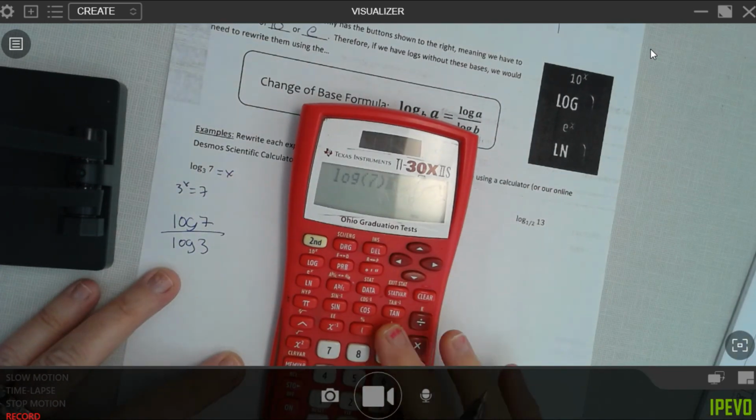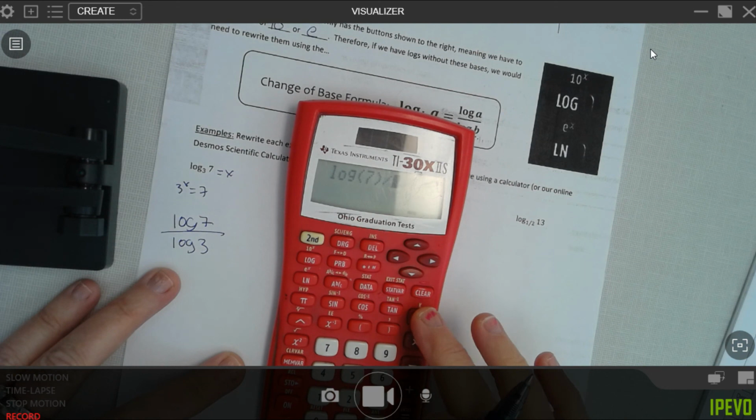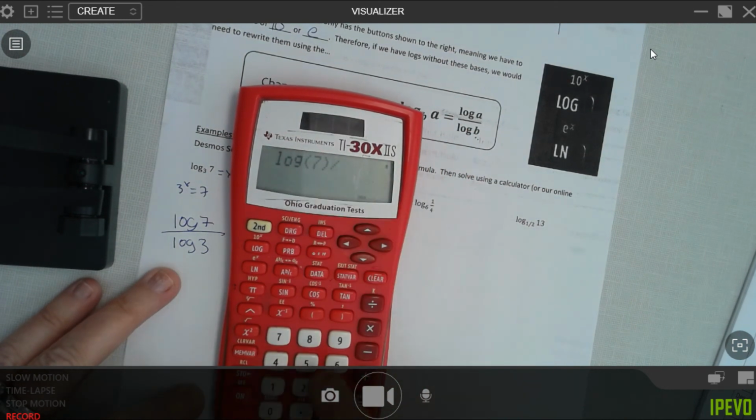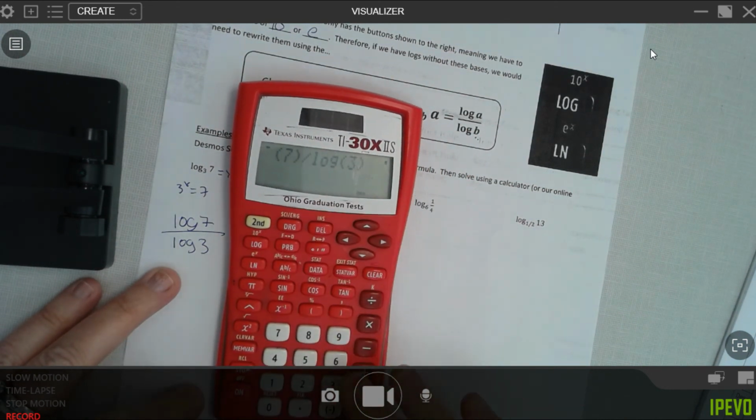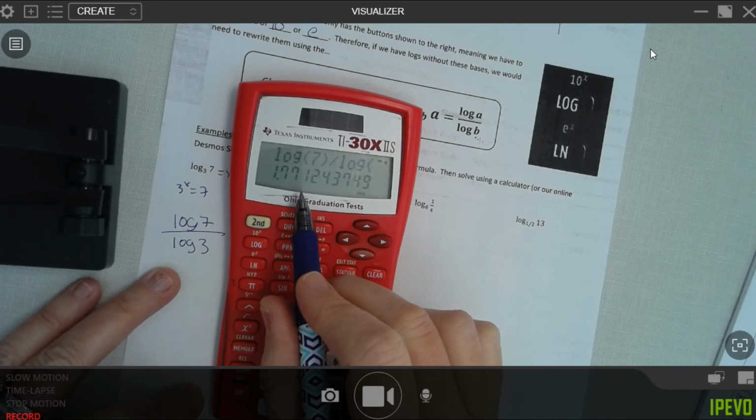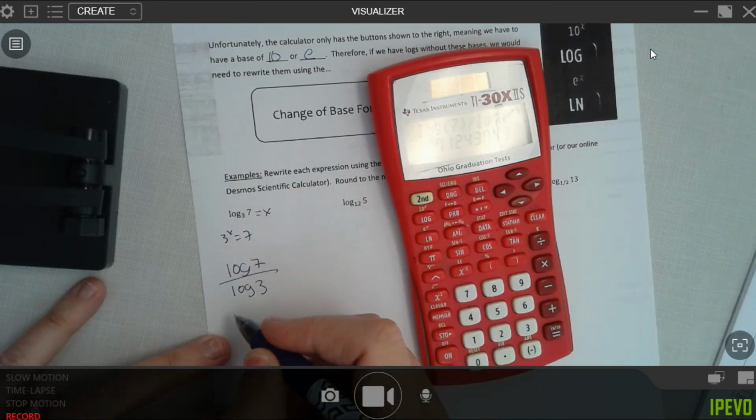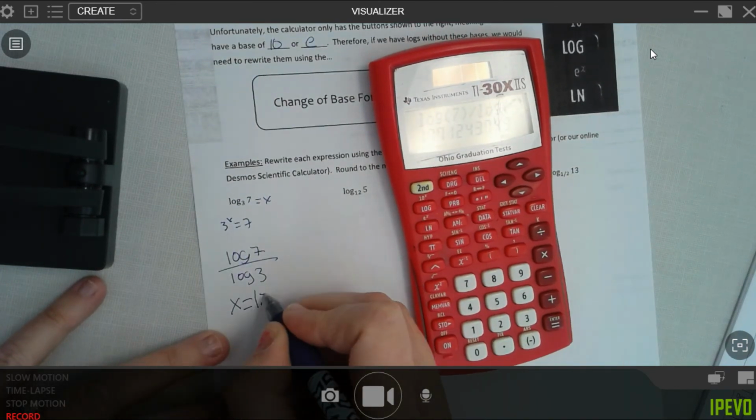And so make sure, do you see how I'm doing this on here? I'm going to hit the division button. I closed that parenthesis on top. And I'm going to hit log 3. So 1.77 is our number. So that would take me a little bit of time if I had kept guessing like I was doing.